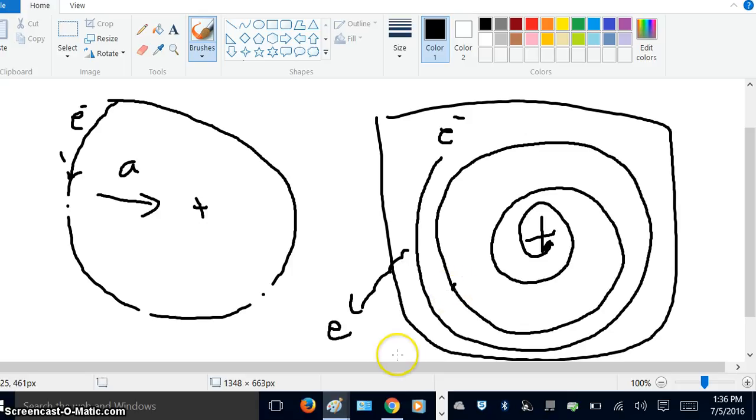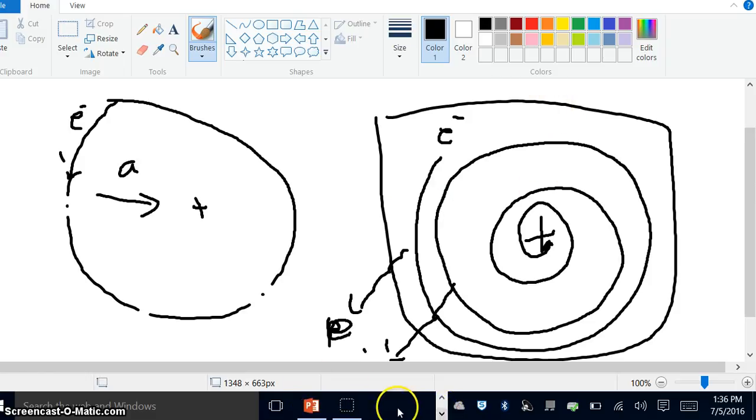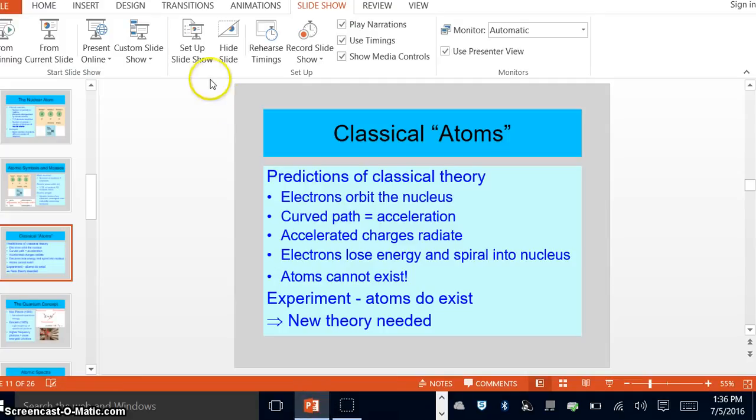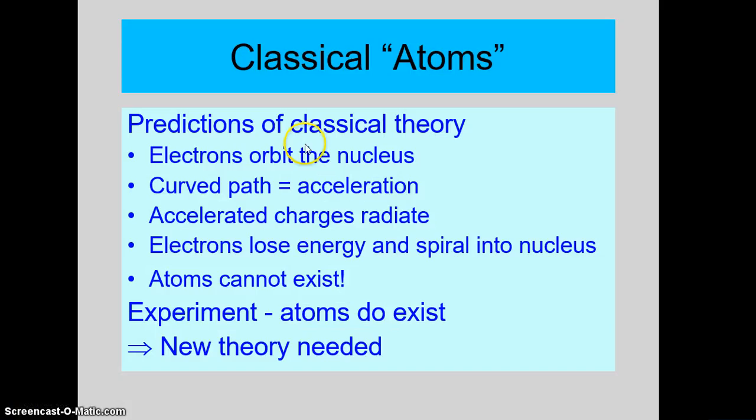Basically different colors, in fact. Not E, sorry. Photon. A photon. P. Anyhow, it did different colors. I should actually be using different colors. But anyhow, that's not at all what is observed. That's not what happens. All right. So that's what this says. It would lose energy, and basically atoms as we know them would not exist. So we needed a new theory.